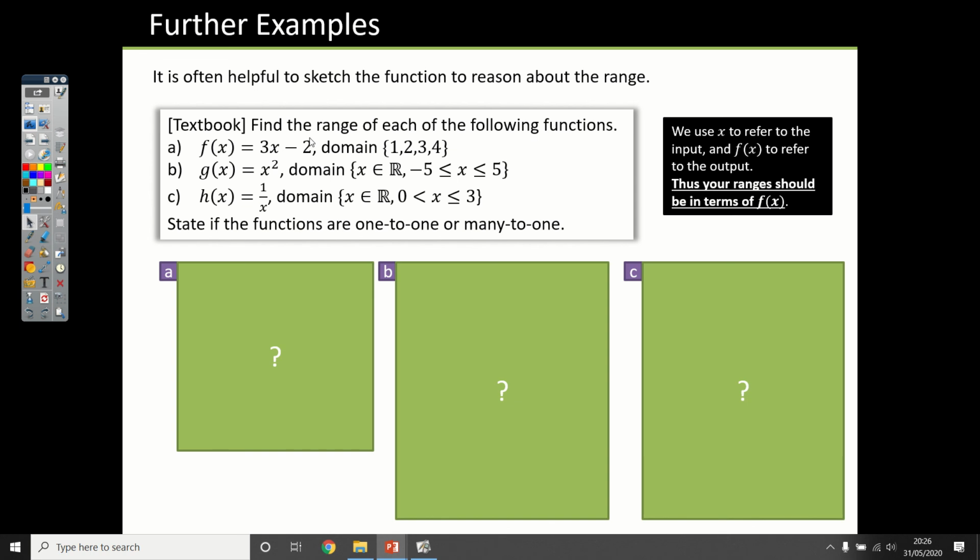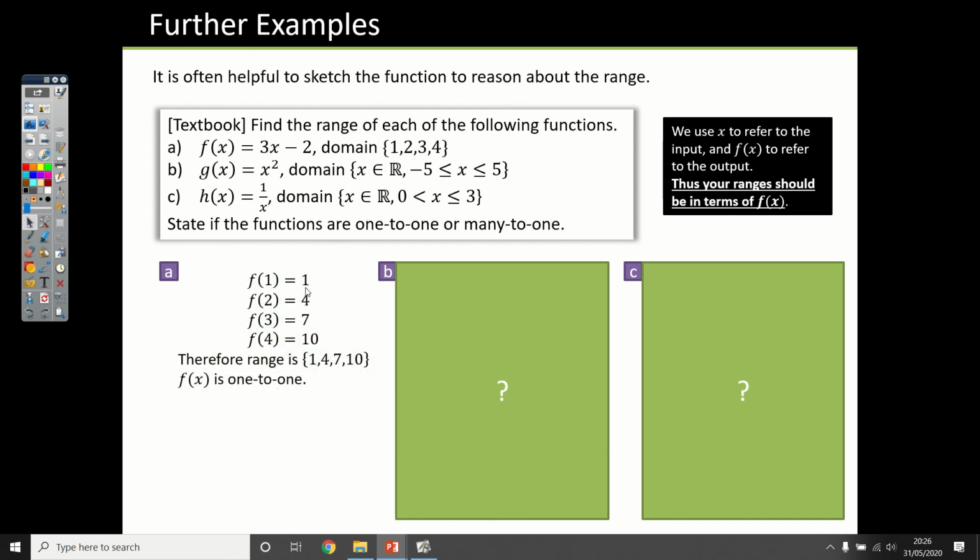So find the range of these functions. Look carefully. This first one, f of x, is linear, but the domain is a finite set, a discrete set: 1, 2, 3, and 4. You plug them in individually, there are only 4 numbers to put in, and you get your outputs: 1, 4, 7, 10. Therefore, this is the range, these 4 numbers. And it's one-to-one because distinct inputs go to distinct outputs. There isn't the same output for different inputs.